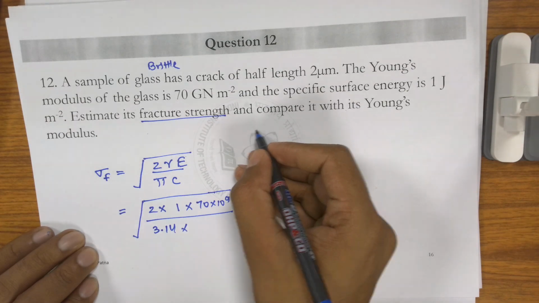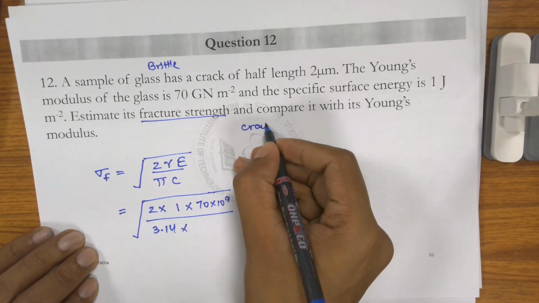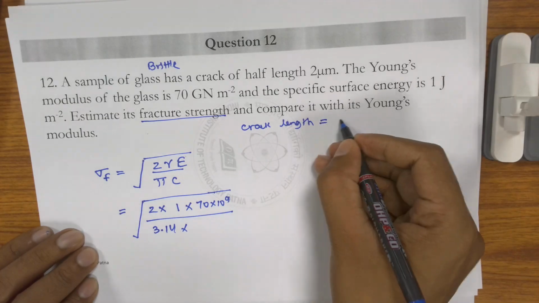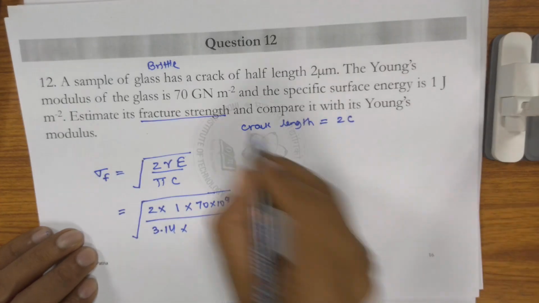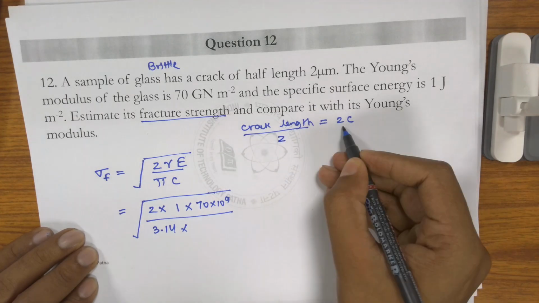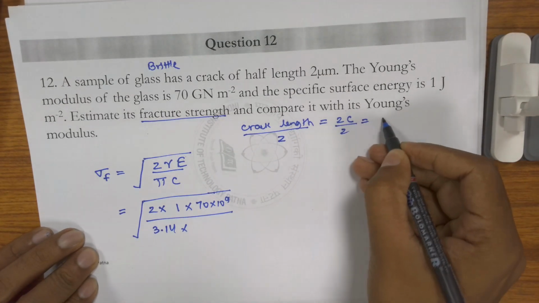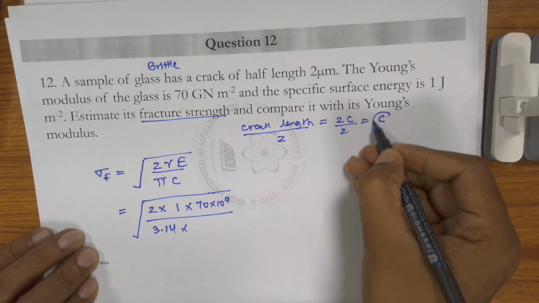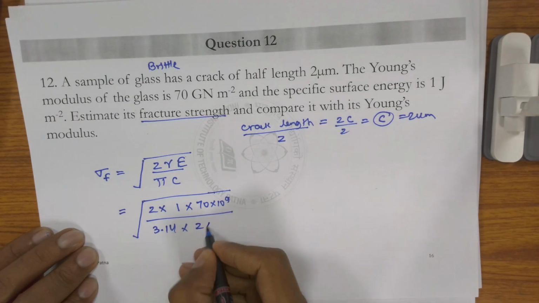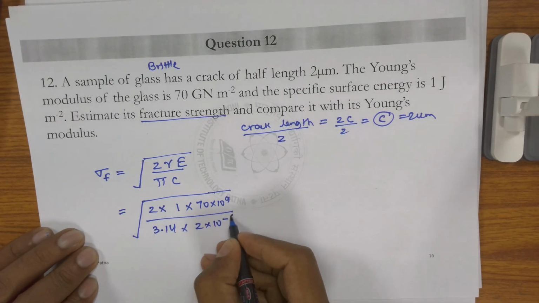In class we saw that we denote the crack length by 2C. What is given to us is half of the crack length, that is the value of C, so we can directly write the value of C, that is 2 micrometer, 2 multiplied by 10 to the power of minus 6.